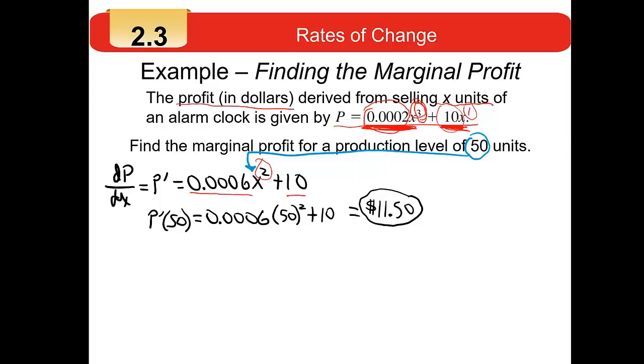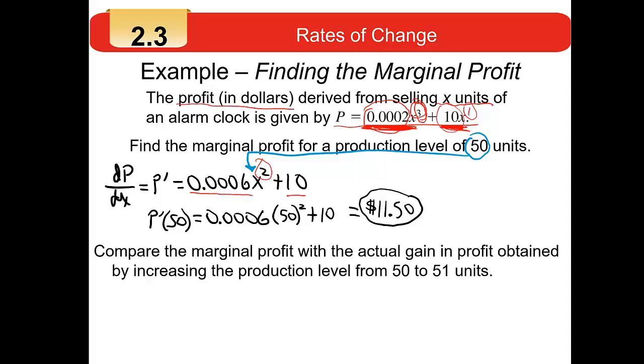So the marginal profit is basically how much profit you can expect from producing the next unit. So if you're producing 50 units now, what could you expect to get if you produced and sold a 51st unit? In fact, in the second question, they're asking you to look at that directly.